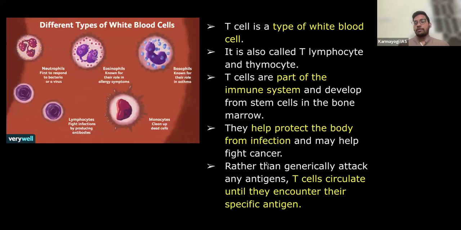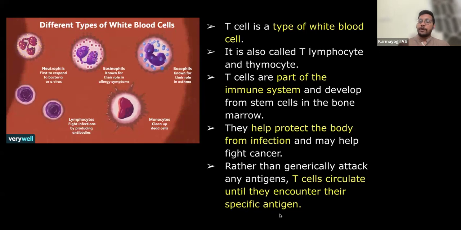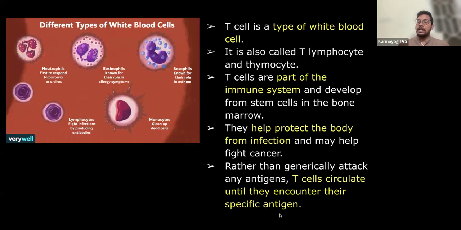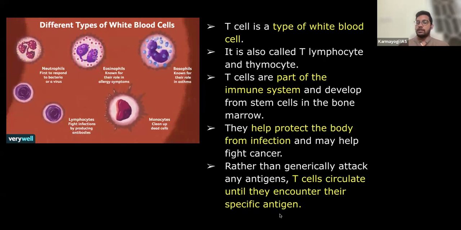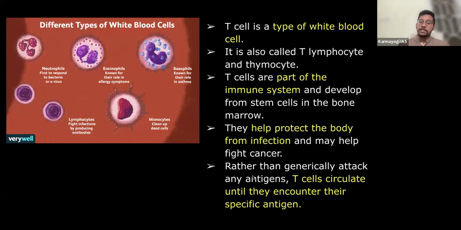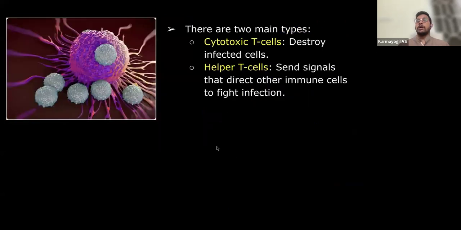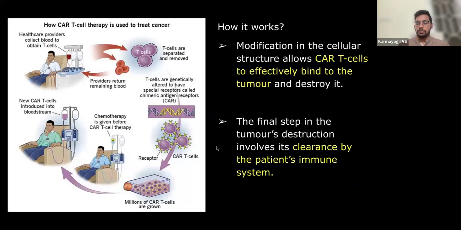In the case of T cell therapy or CAR T cell therapy, rather than generically attacking the antigens, T cells circulate until they encounter the specific antigen. So this does not directly fight against the antigens. Rather, they first circulate completely in our human body to attack the specific antigen required for the cure of cancer. So this is the mechanism. Now let's understand the details.